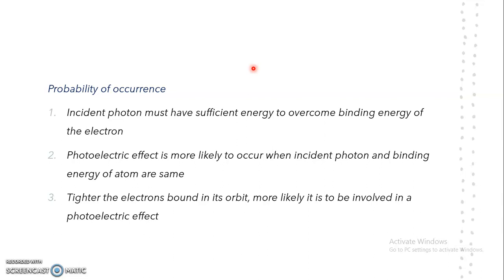So, to conclude the probability of occurrence of the photoelectric effect, let's say 3 points. One is, incident photon must have sufficient energy to overcome the binding energy of the electron. Second point, photoelectric effect is more likely to occur when the incident photon energy and the binding energy of the atom are the same. Third point, the tighter the electrons are bound in the orbit, the more likely it is to be involved in a photoelectric effect. So this is all about probability of occurrence in the photoelectric effect.